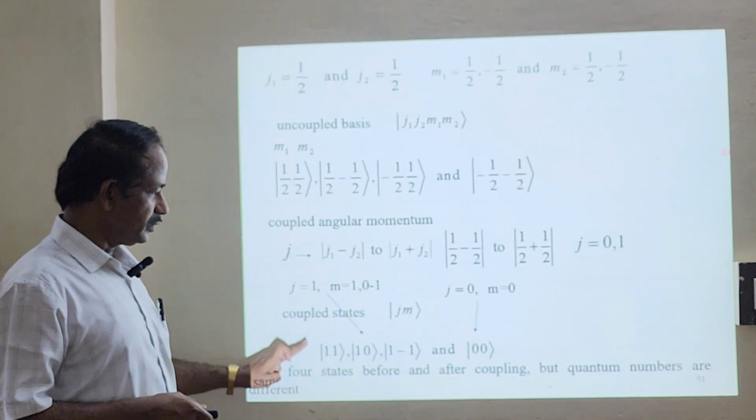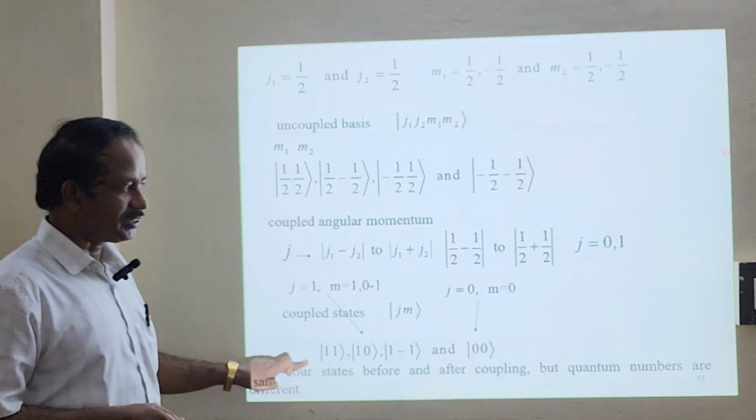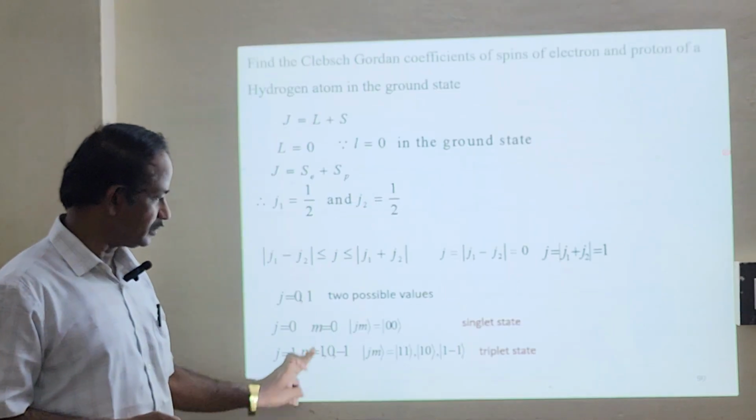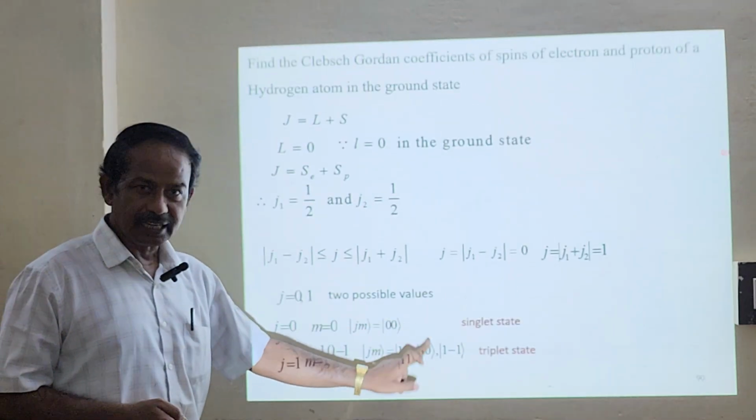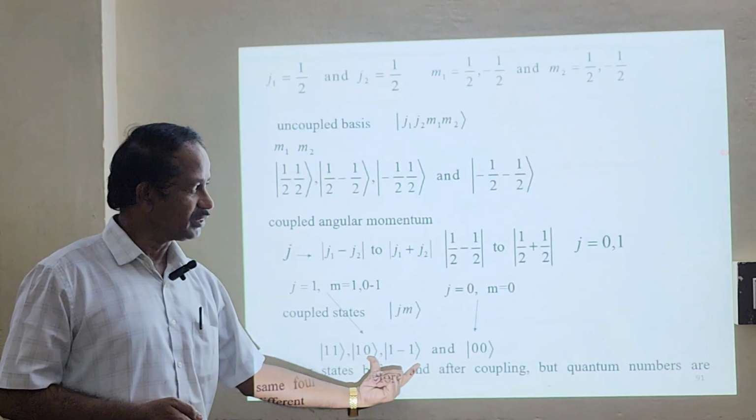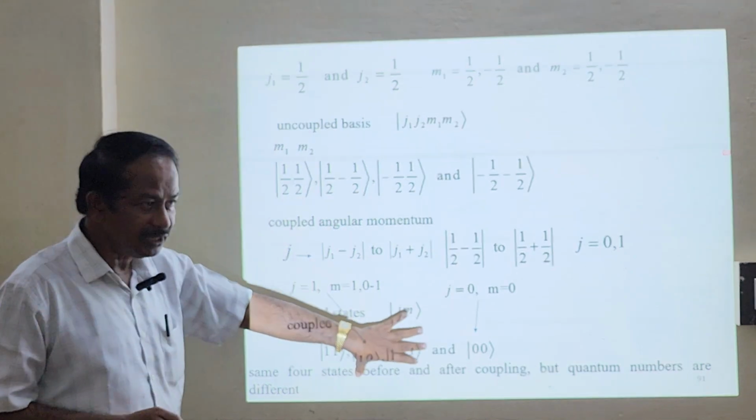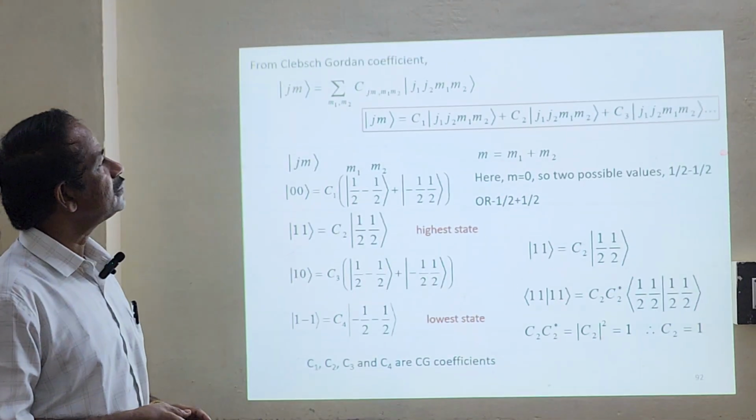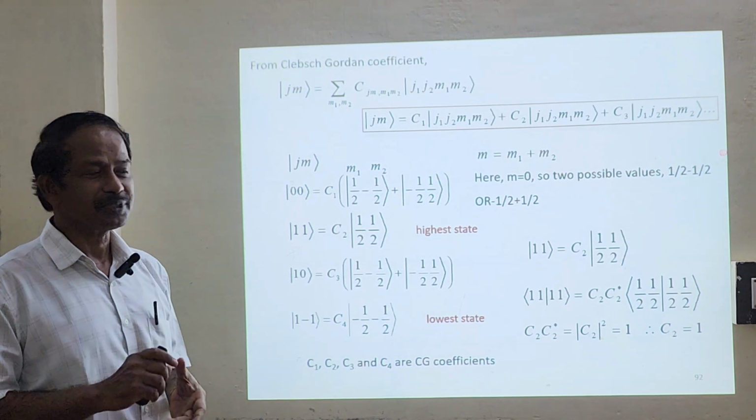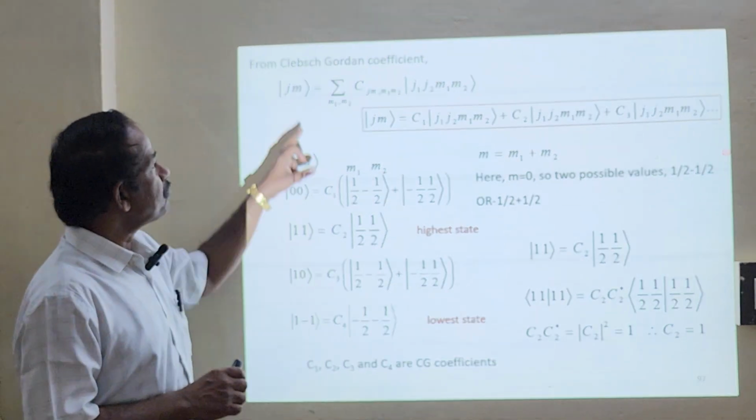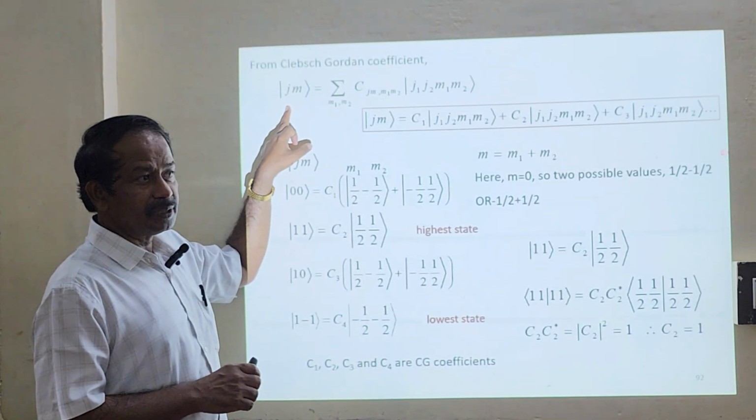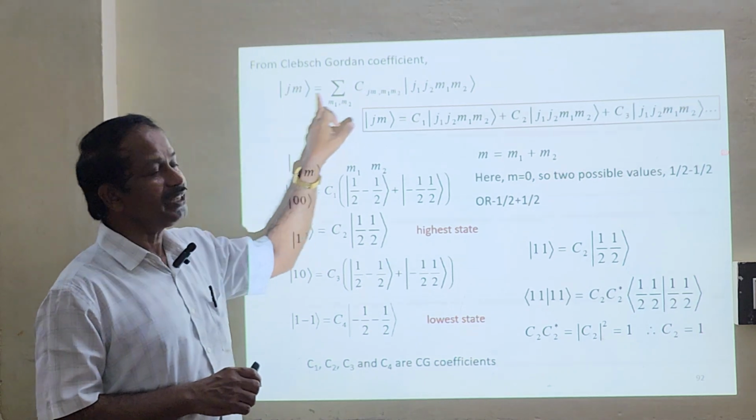Now, the coupled bases. We know that these are the total 4 bases for the coupled one, which we already studied. So you just add these two, and that will give you the coupled bases. This is your uncoupled one, and this will be your coupled one. Now we are going to find the Clebsch-Gordan coefficients. We know the Clebsch-Gordan coefficient equation is given by this one.